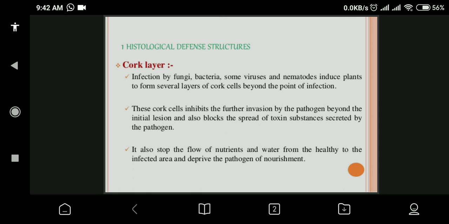These cork cells inhibit the further invasion by the pathogen beyond the initial lesion and also block the spread of toxin substances secreted by the pathogen. It also stops the flow of nutrients and water from the healthy to the infected area and deprives the pathogen of nourishment. Thus, cork layers are very beneficial to the host as defense histological structures.